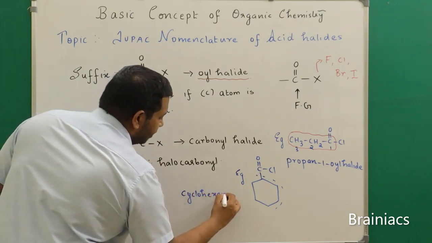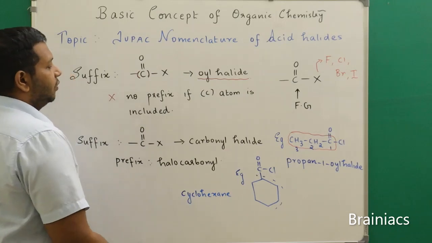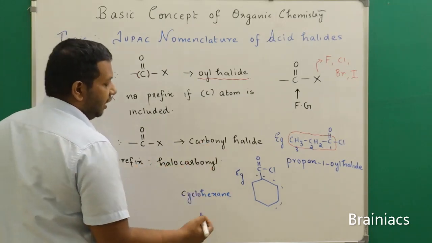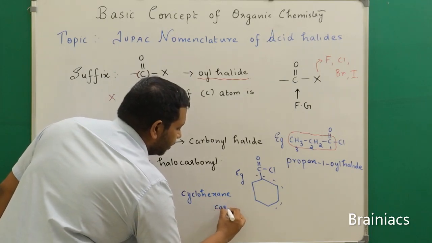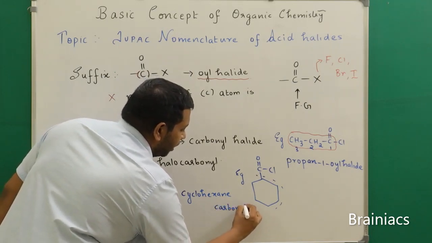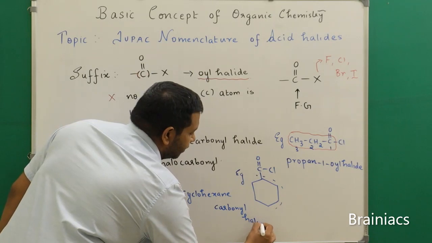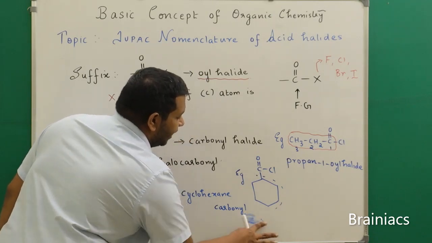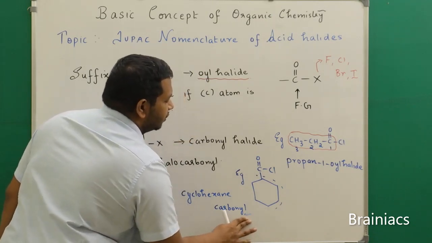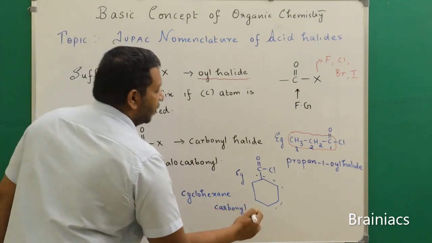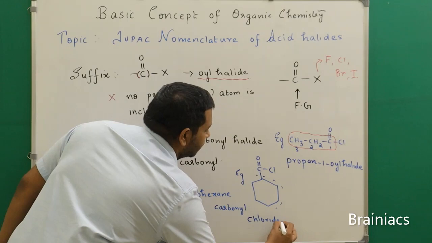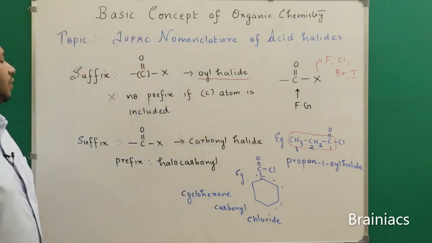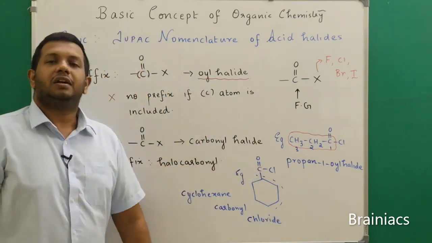Cyclohexane. What should be added? Carbonyl halide. So I will write down here, cyclohexane carbonyl halide. Okay, it should not be halide, it should be more specific since chlorine is given there. So carbonyl chloride. Understood? So cyclohexane carbonyl chloride.